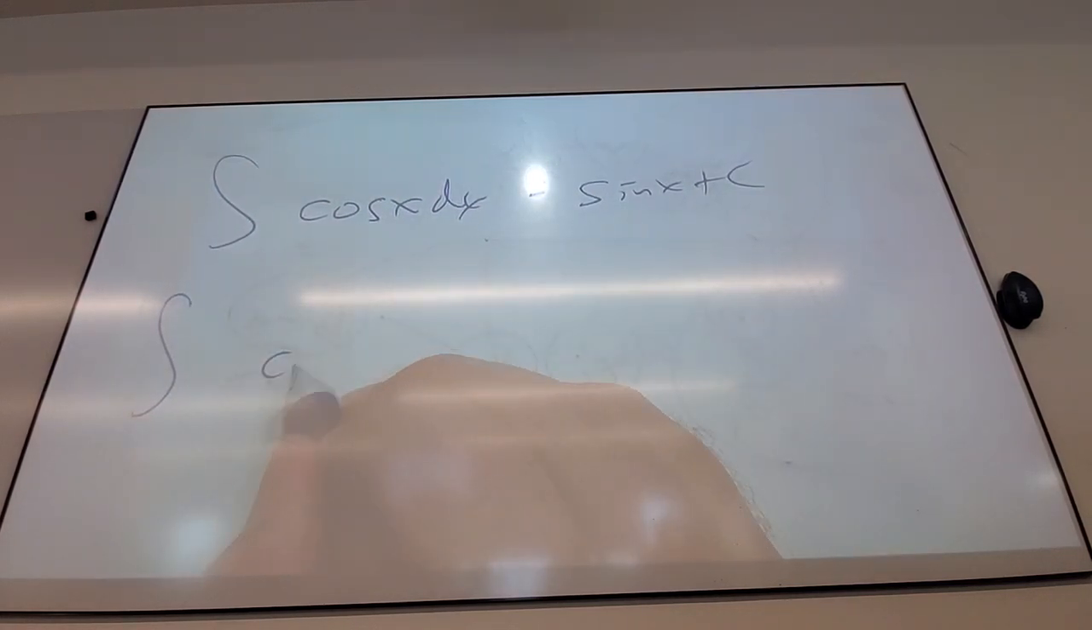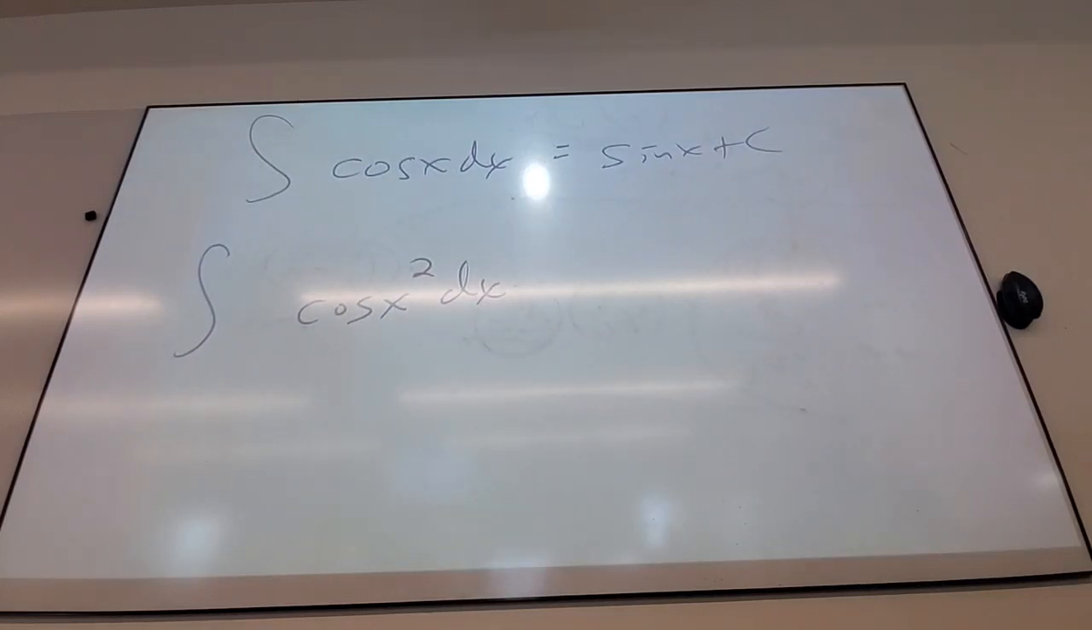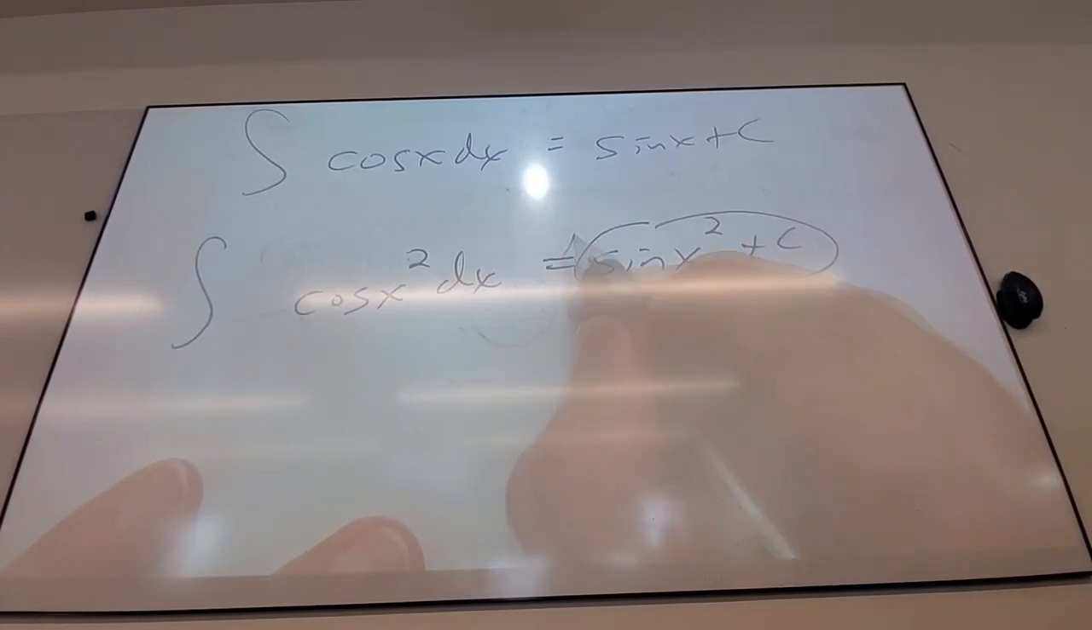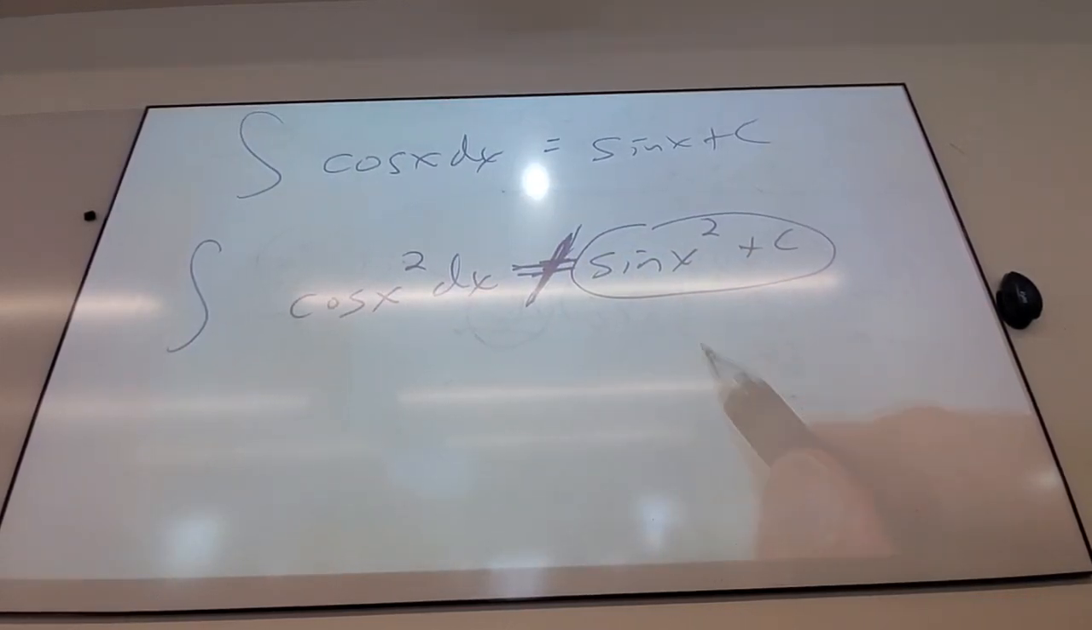If I wanted to do this, I cannot do that. Real quick, if you thought the answer was this, how can you show really quickly that's not the answer? What's the derivative of this? Let me put this like this, right? If you're writing this down, make it really clear to you, this is not the answer.